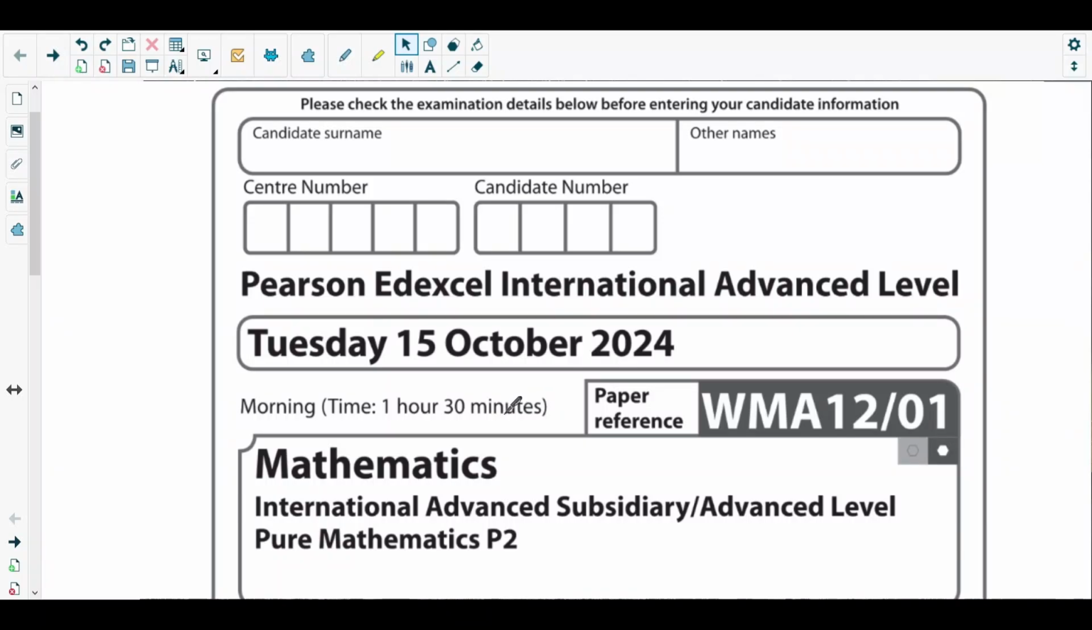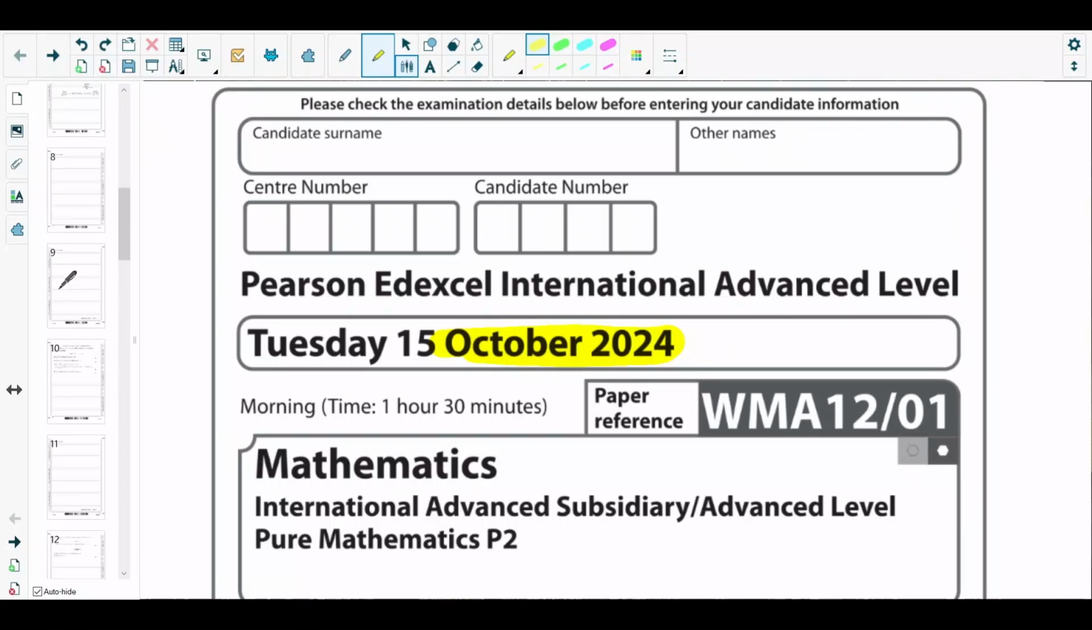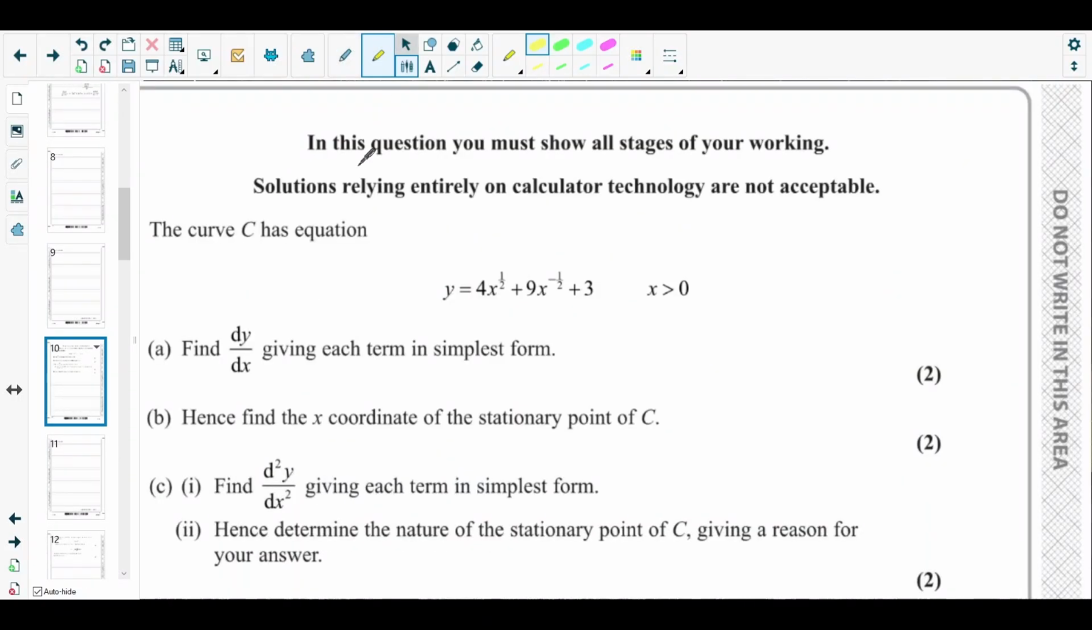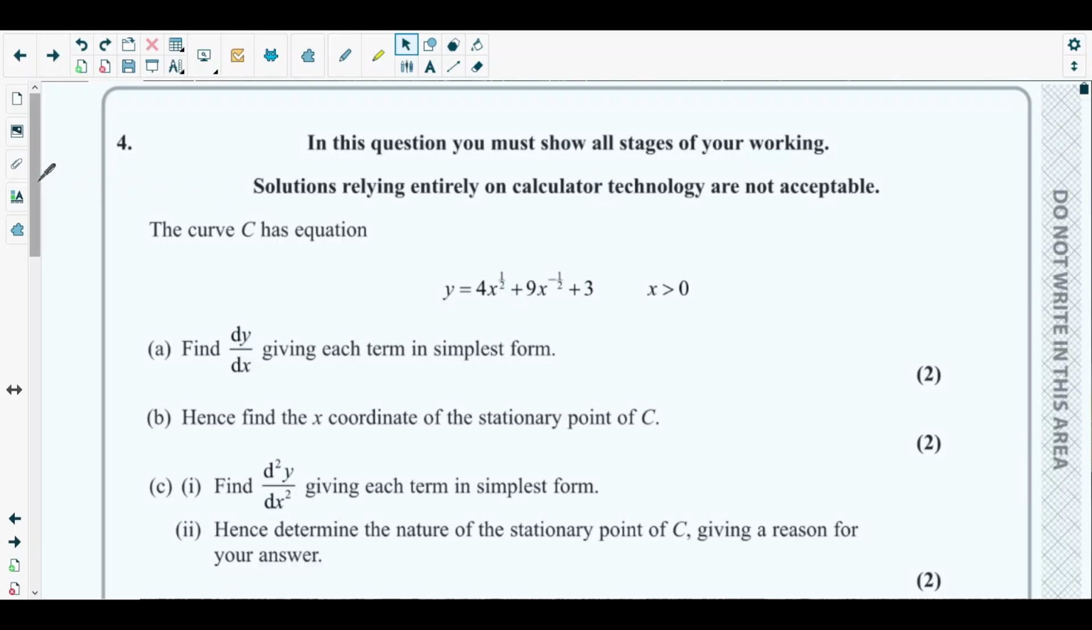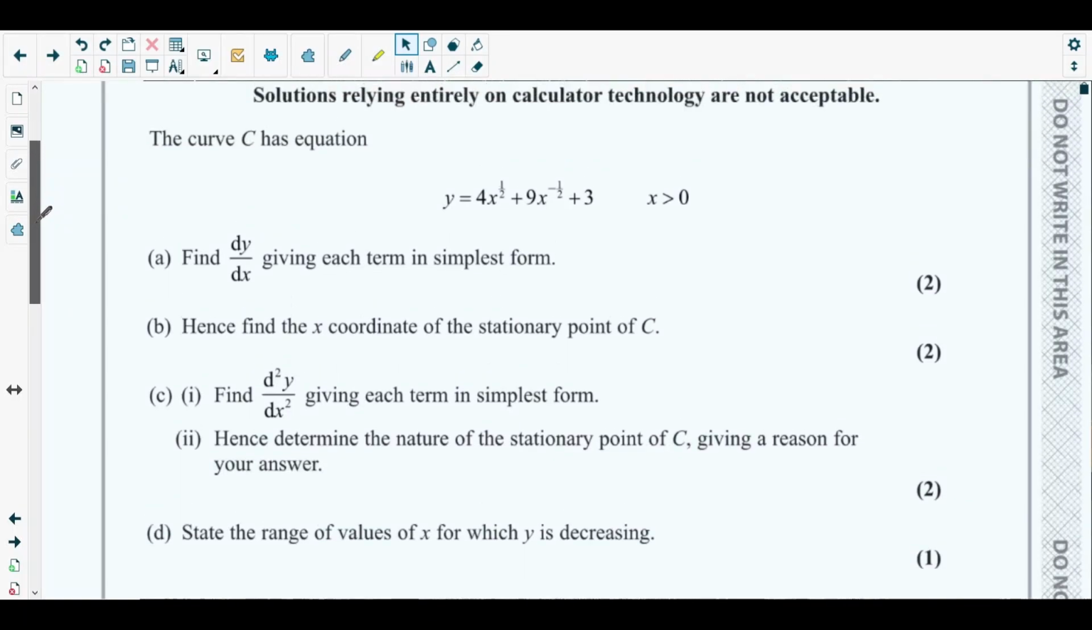So in this video, we will be solving question number 4 from the most recent past paper of Pure Mathematics 2, which is the October 2024 P2 paper. So let's see what the question is. Okay, so you can see question number 4 of the P2 October 2024 paper on the screen.